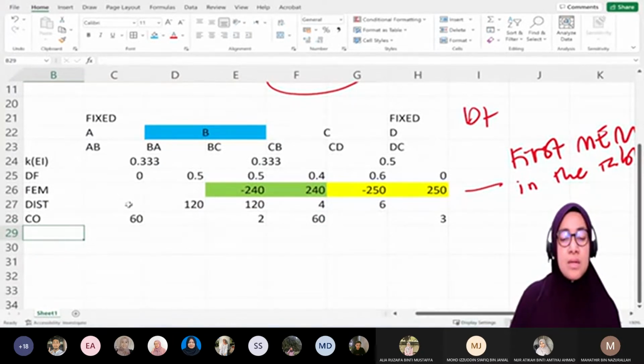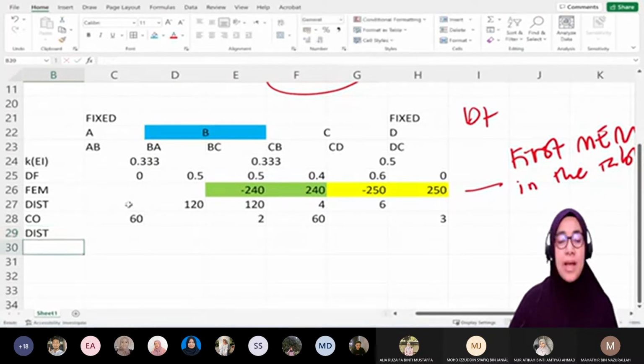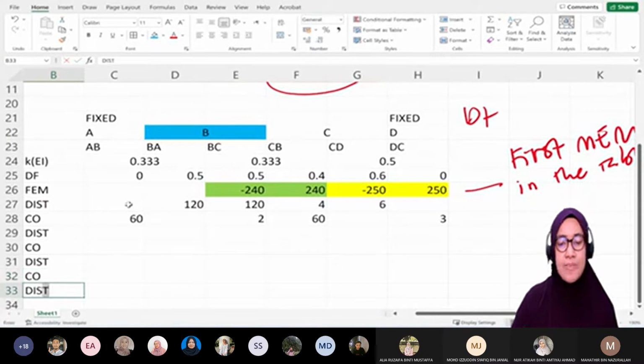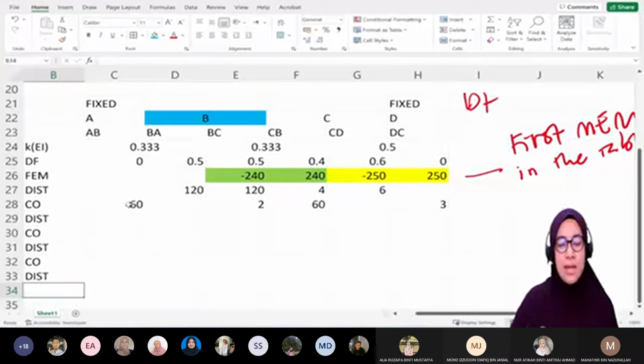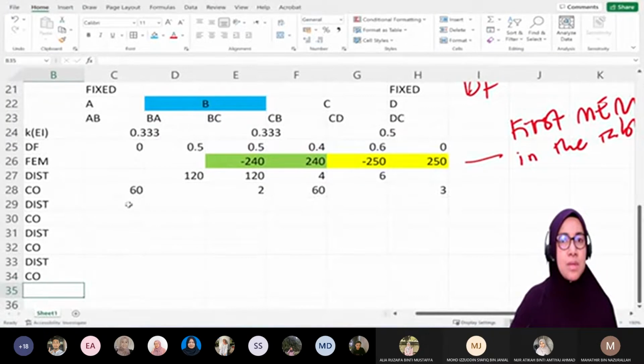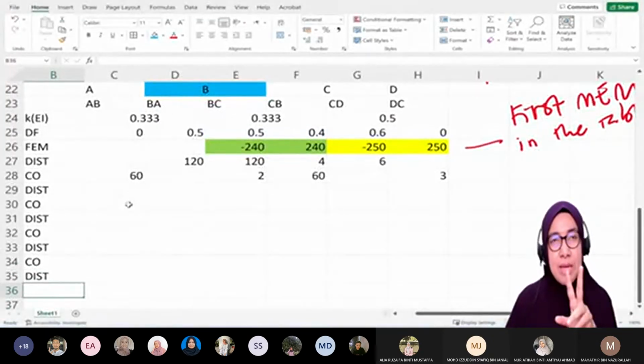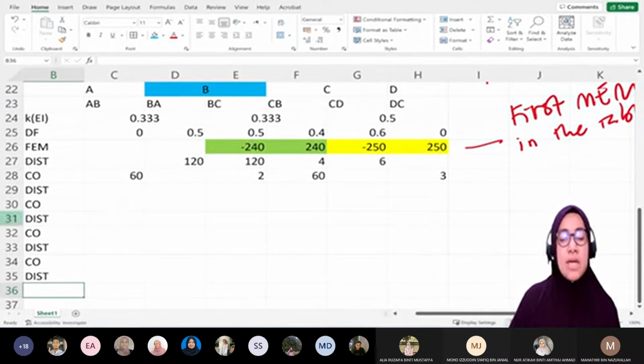Okay, yeah. Okay, so you need to repeat distribution again. And then repeat carry over again. And then repeat distribution again, and carry over again, until the values become small. Repeat. Okay, repeat these two process.